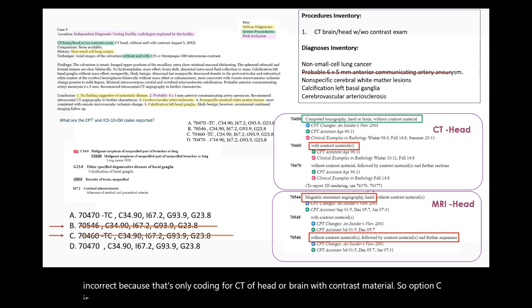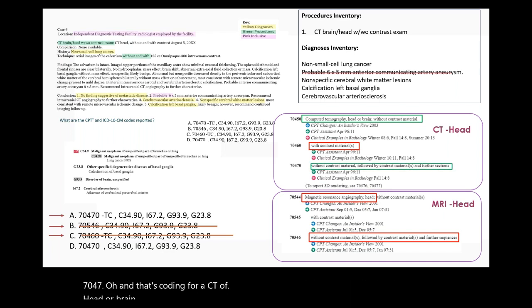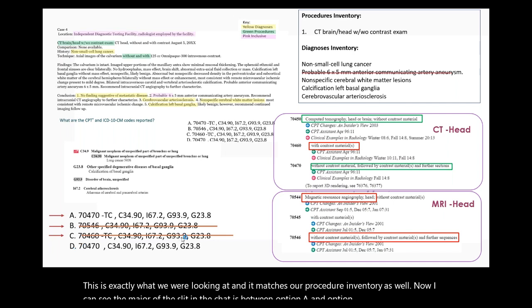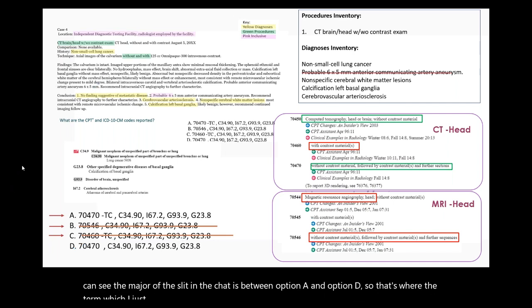Now the last remaining options are option A and option D. Both have the same CPT 70470, and that's coding for a CT of head or brain without contrast material followed by contrast material and further sections. So this is exactly what we were looking at, and that matches our procedure inventory as well. Now I can see the major split in the chat is between option A and option D. So that's where the term which I mentioned in the beginning of the scenario comes into play.